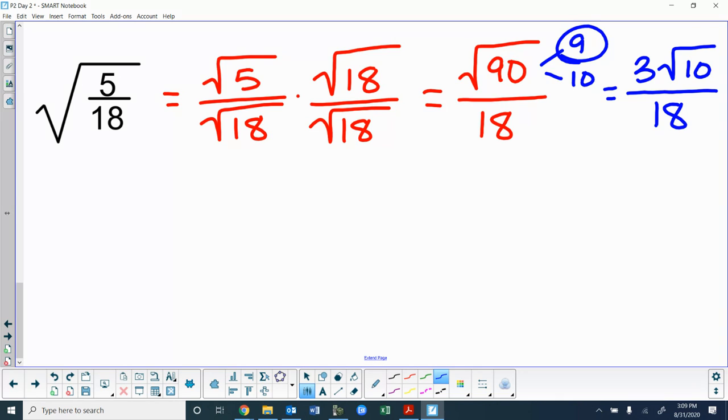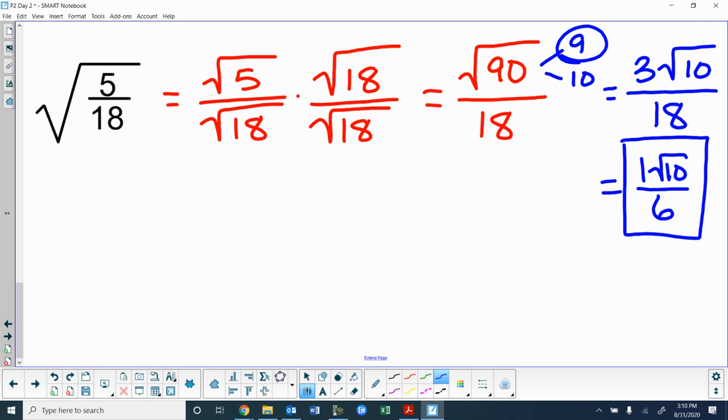But I'm still not done because now I have a 3 over 18 here, which if you remember I said, what if it was 3 over 18, I'd reduce it to 1 over 6. So it's 3 divided by 3 is 1, and 18 divided by 3 is 6. So there's our final answer when we rationalize the denominator.